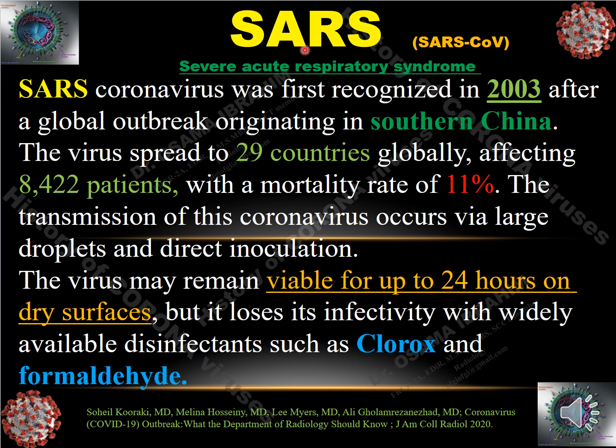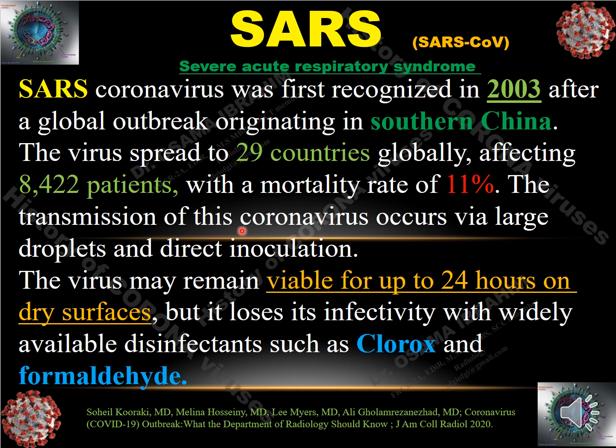So, what is SARS? SARS means severe acute respiratory syndrome, sometimes called SARS-CoV. SARS coronavirus was first recognized in 2003 after a global outbreak originating in southern China. The virus spread to 29 countries globally, affecting 8,422 patients, with a mortality rate reaching about 11%.